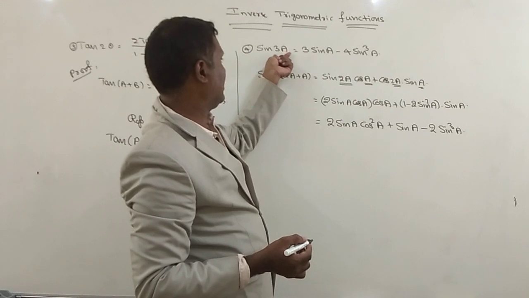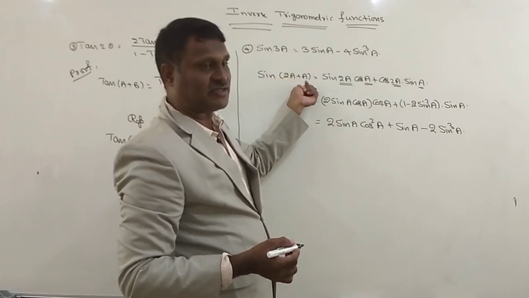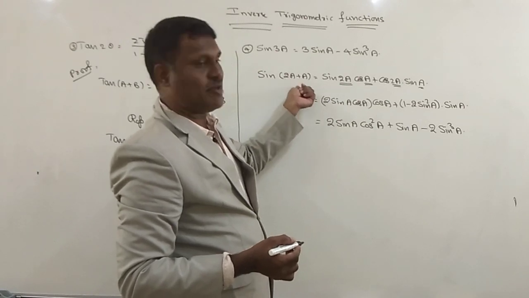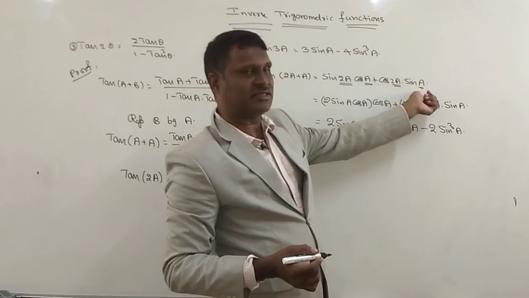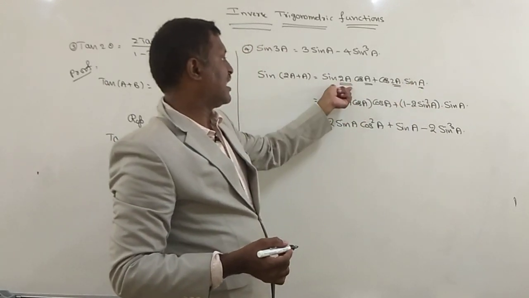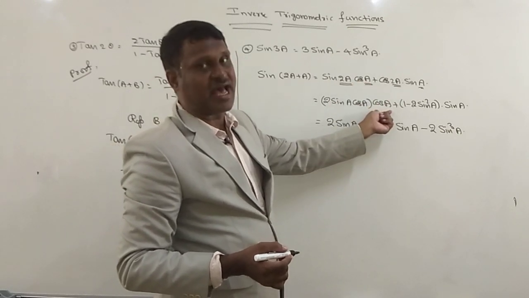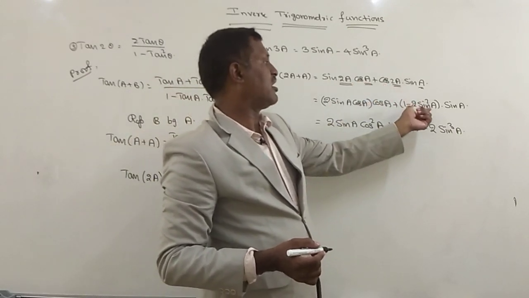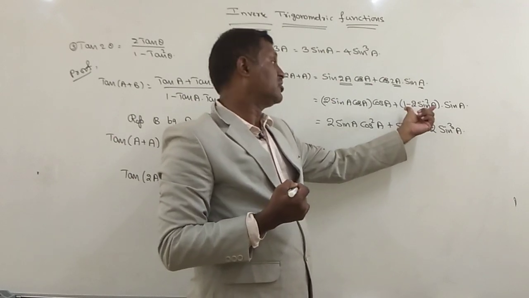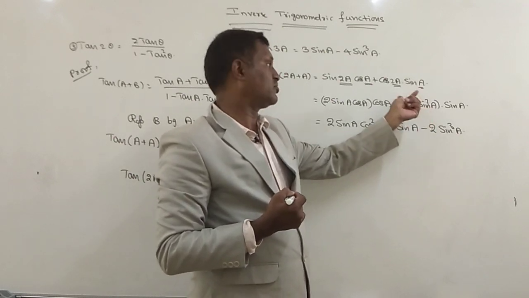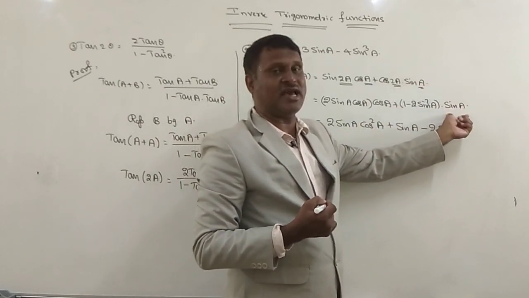For 3A, I have written it as 2A plus A. It is in the form of sin of A plus B, with formula sin A cos B plus cos A sin B. Then for sin 2A, apply the formula 2 sin A cos A. Again I have written cos A as it is. For cos 2A I applied the formula in terms of sin, 1 minus 2 sin square A. Then again I have written sin A as it is.